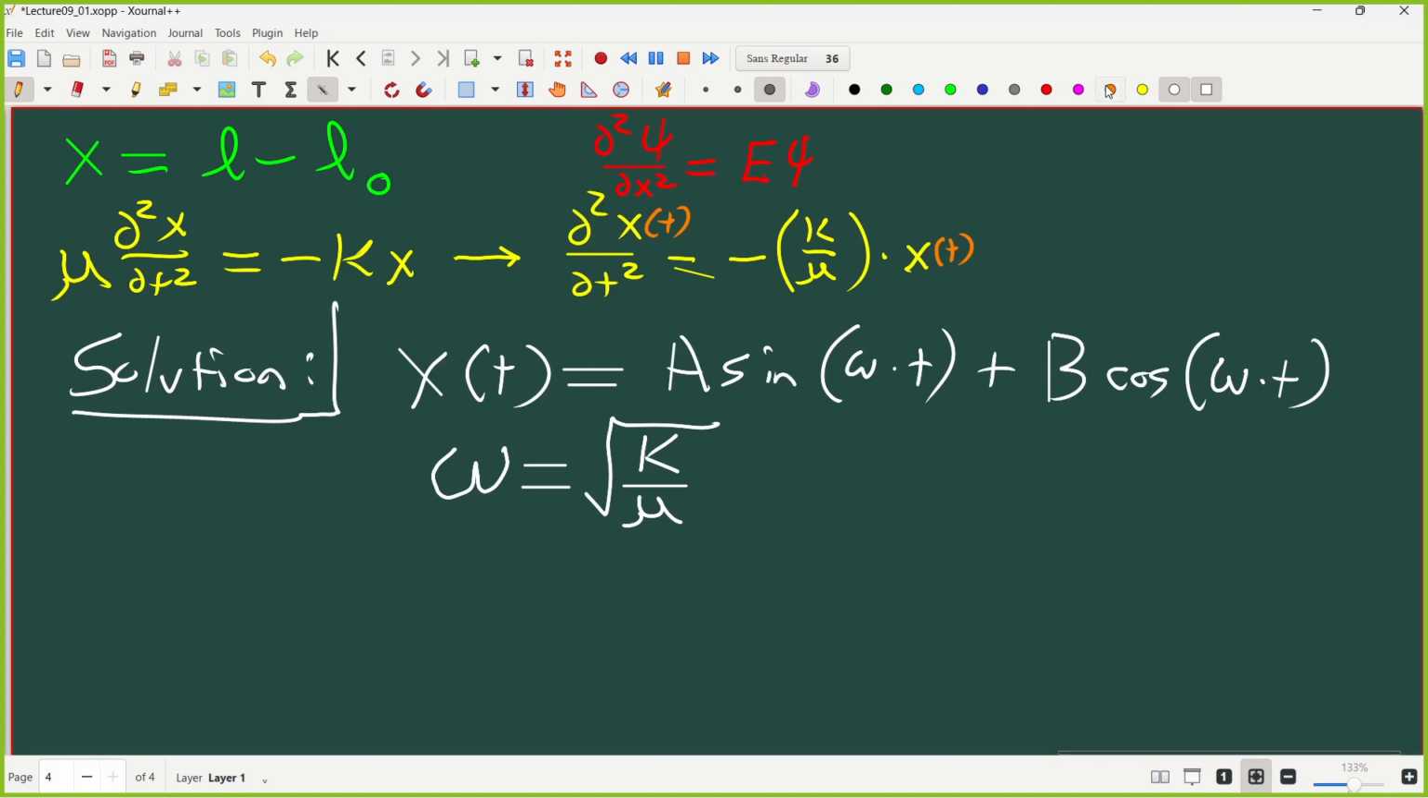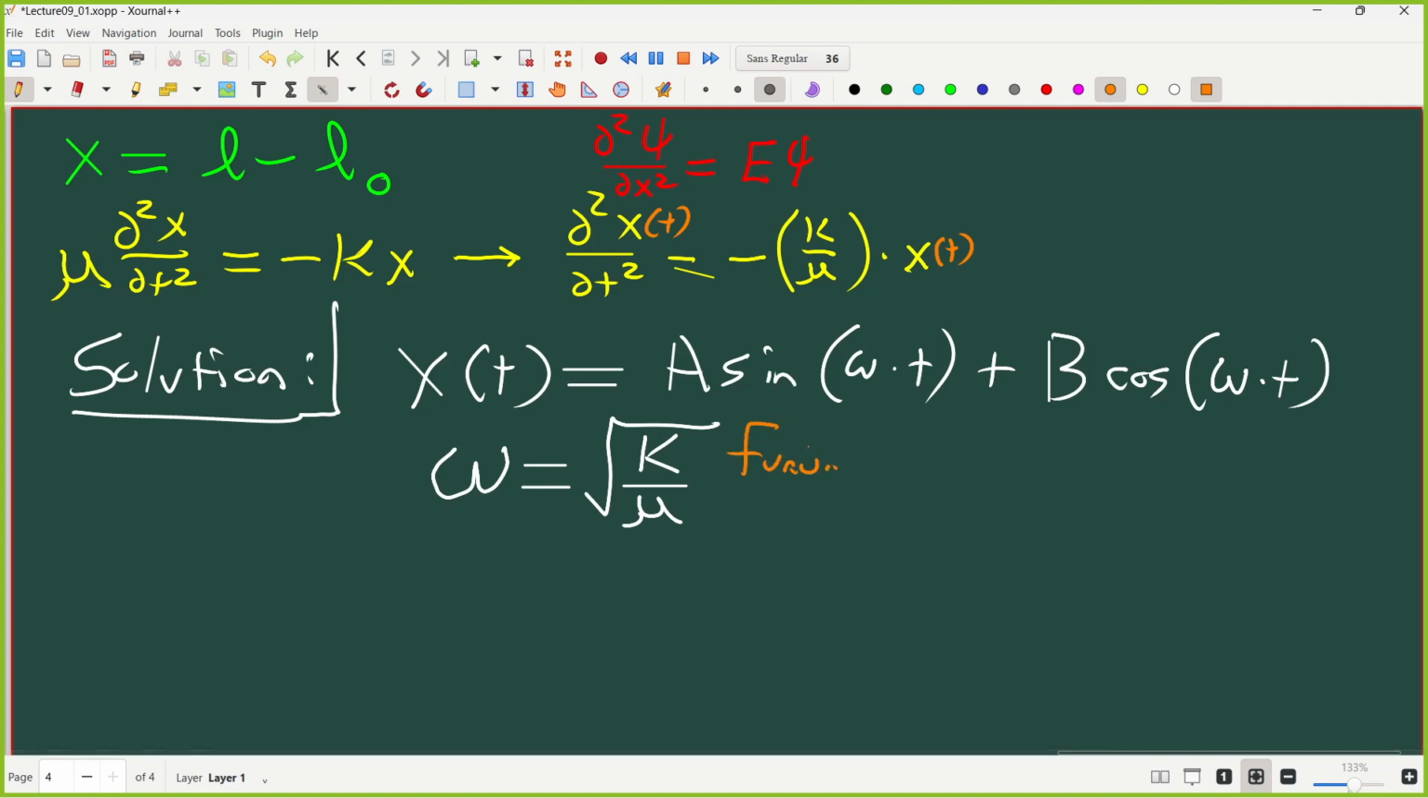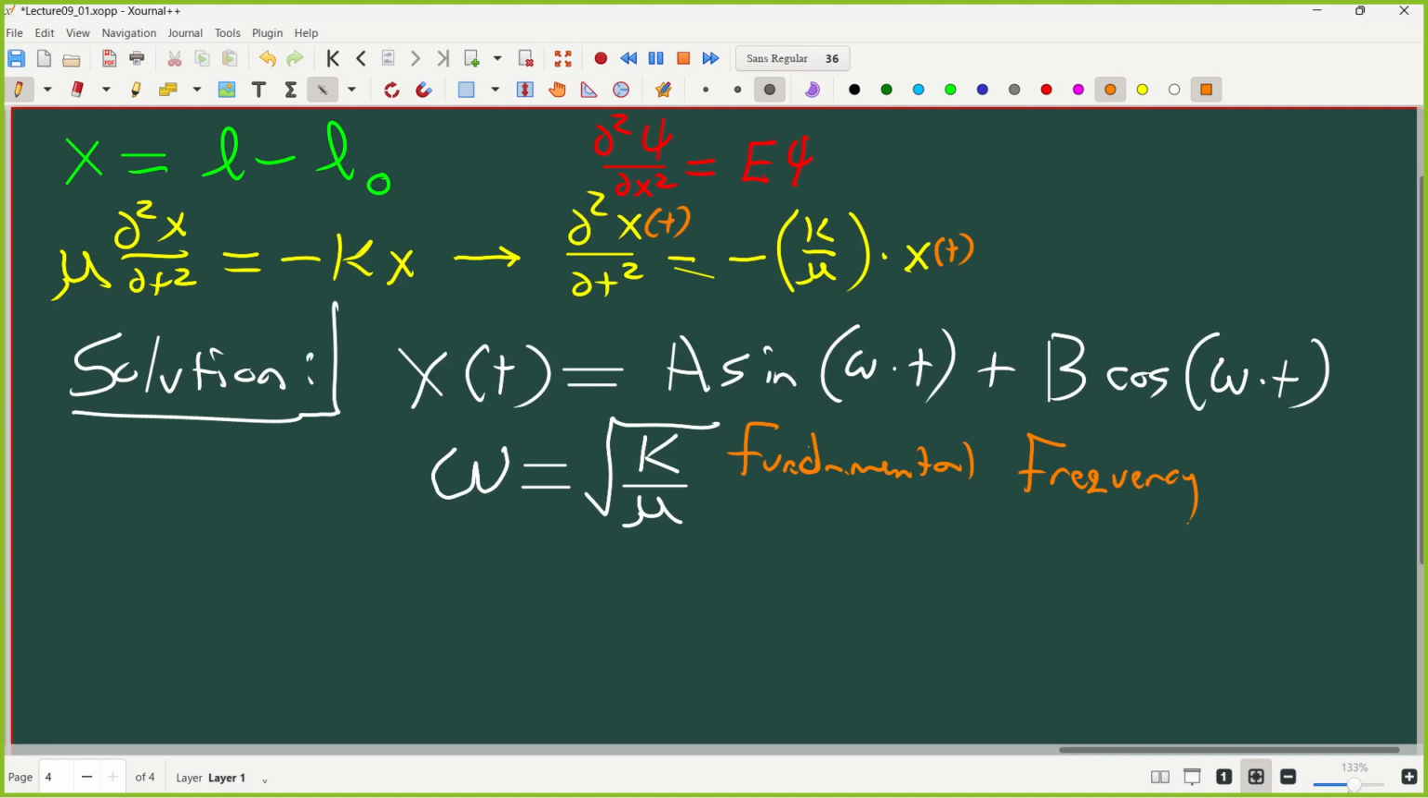All right, there's a lot of different terms for this omega. Sometimes we call it the fundamental frequency. That's what we'll often call it, the fundamental frequency. And the way to interpret this fundamental frequency, there's a couple different ways to think about it. But the way I like to think about harmonic oscillators is to think about a piano or a guitar string.